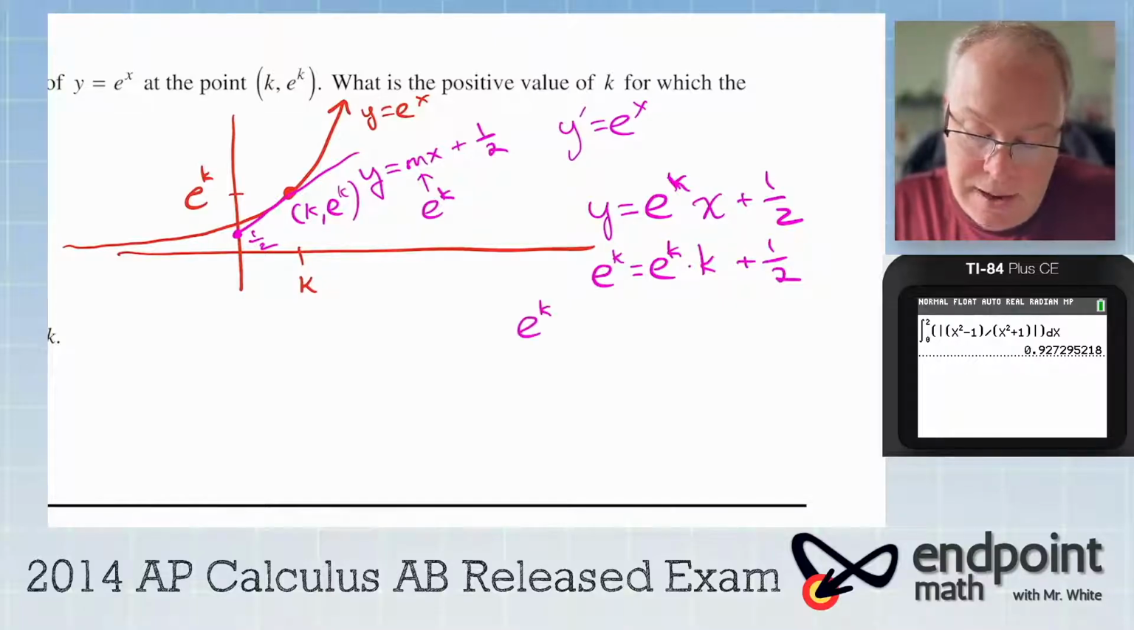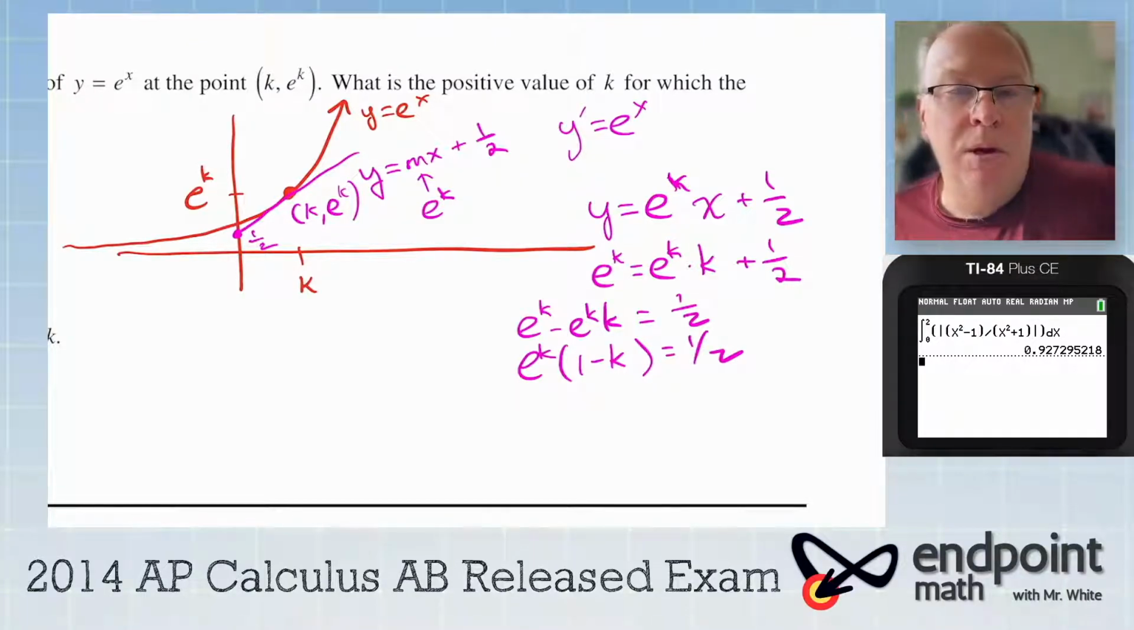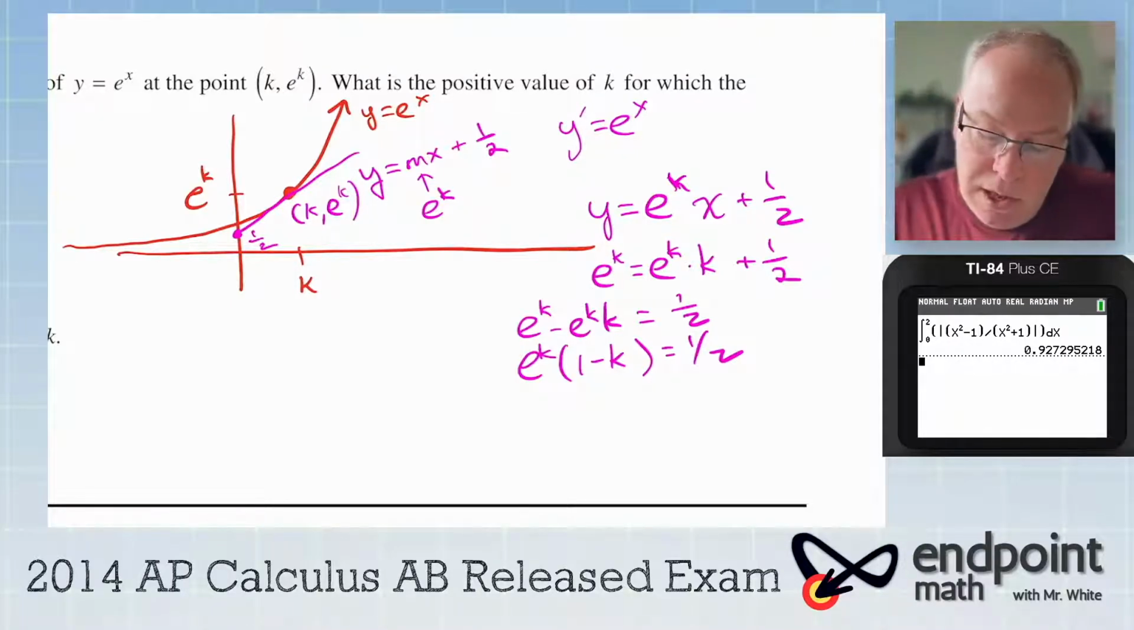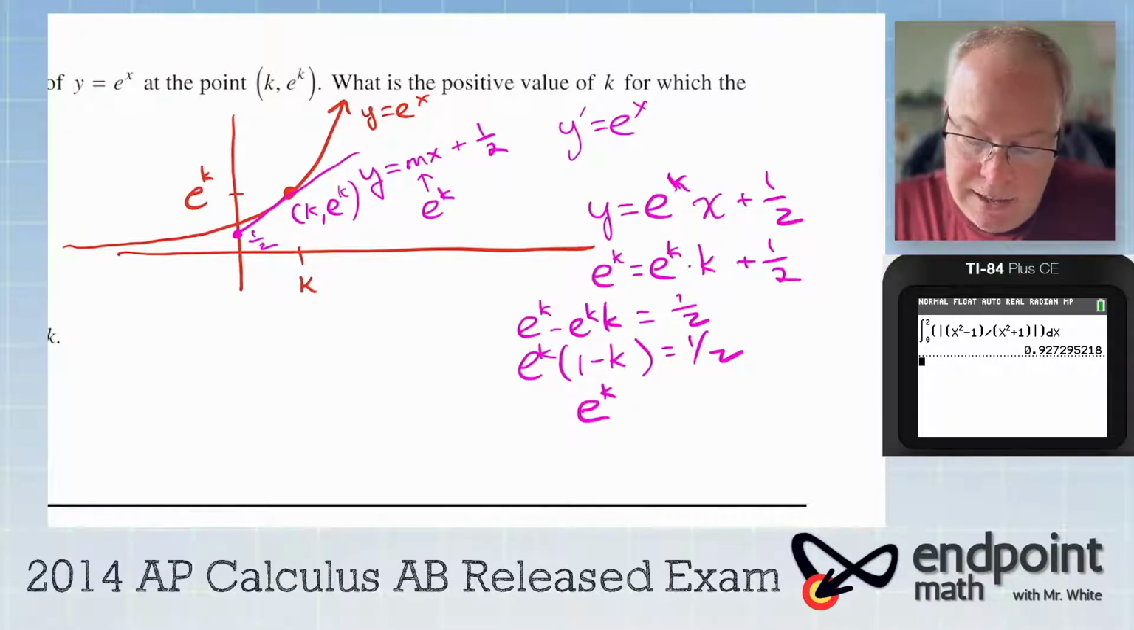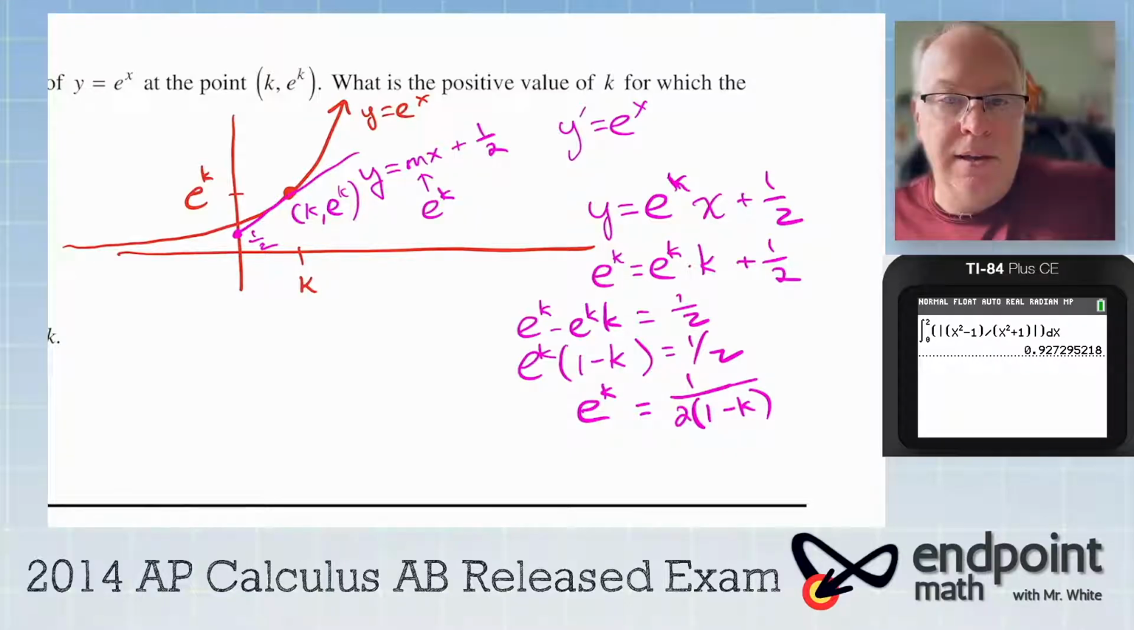So e to the k minus e to the k times k equals 1/2. I then factor out an e to the k, and I get e to the k times the quantity 1 minus k equals 1/2. You know, I know when I was previewing this problem earlier, I was holding out hope that I might be able to solve for k, but you cannot here. E to the k equals 1 over 2 times the quantity 1 minus k. At least you can't easily solve for it, I guess I should say.